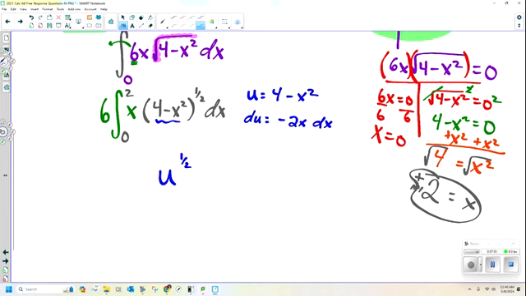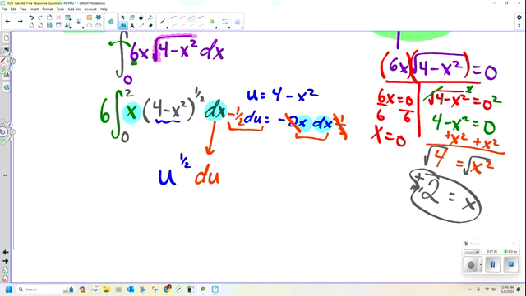And if you'll notice in my integral, I only have an x and a dx. So here I only want to keep the x and the dx. I want to get rid of that negative 2, so I'm going to multiply both sides by a negative 1/2. This cancels, and now I get a negative 1/2. So in for my x dx, I'm going to put a negative 1/2 du.